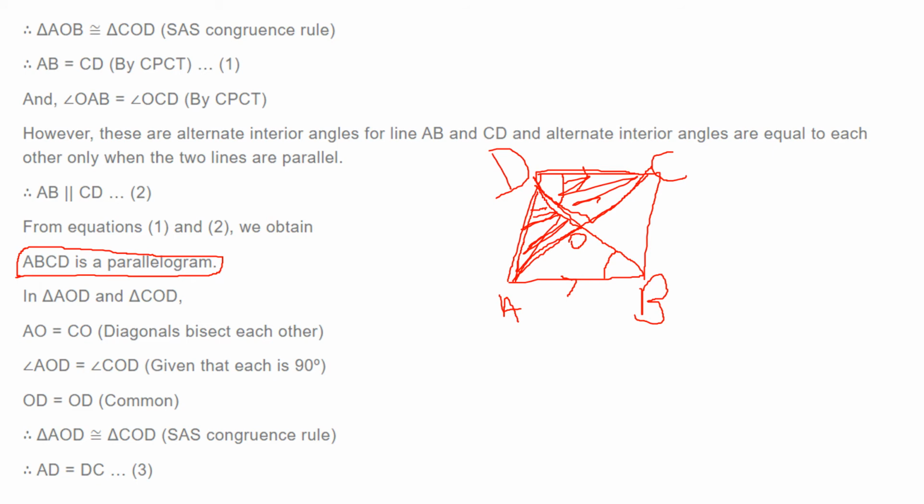First one is AO equal to OC. It is given, right? Just because diagonals bisect each other. Okay. Angle AOD equals angle DOC. You can take each as 90 degrees because it is given in the question that the diagonals bisect each other at 90 degrees. OD equals OD, common. So by CPCT you can take AD equal to DC.